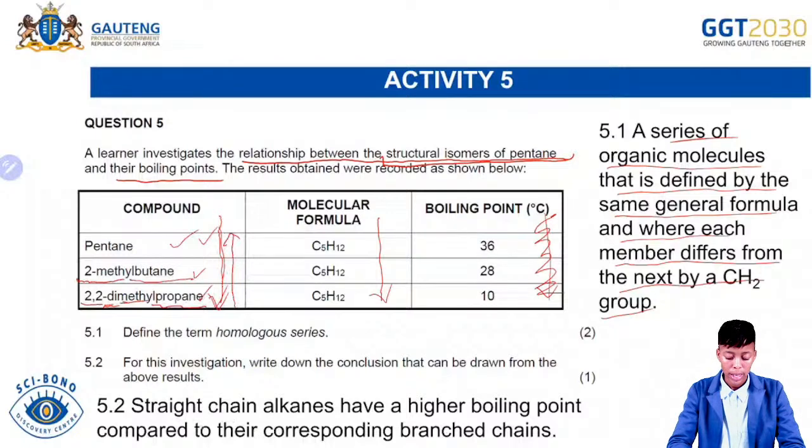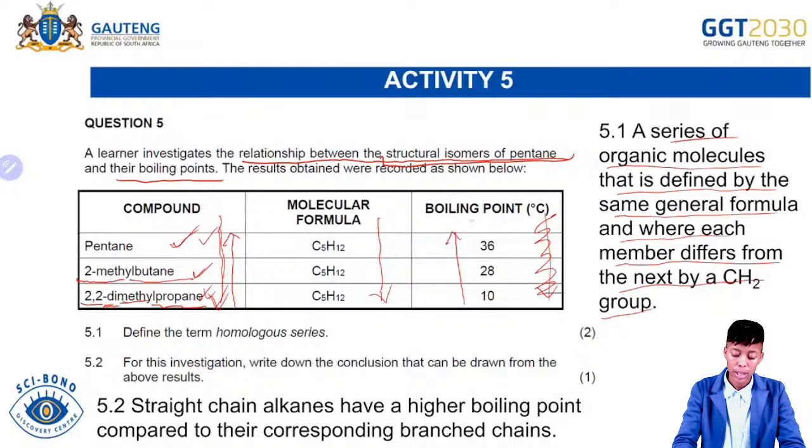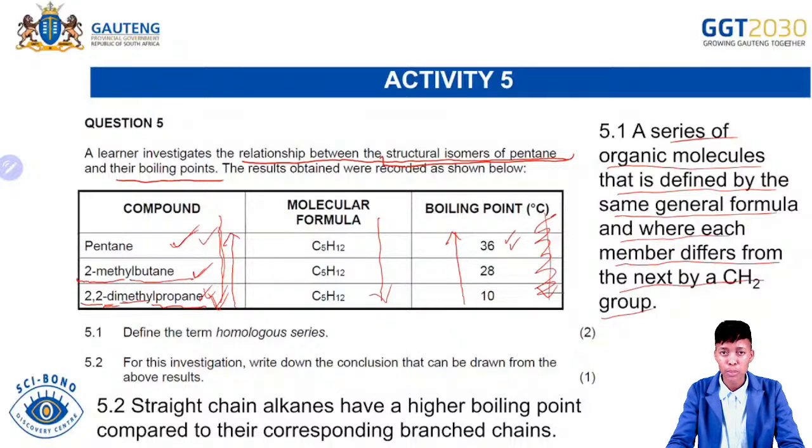So going back to the answer here, it says straight chain alkanes. It means that we are looking at your alkane, and then we are comparing it to the structural isomers of pentane. So straight chain alkanes, they have a higher boiling point. If you observe the boiling point on the last column, you will see that pentane is a straight chain, and that it has a higher boiling point as compared to the structural isomers of the pentane.